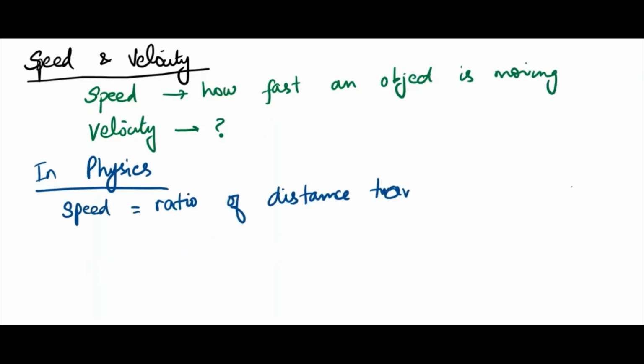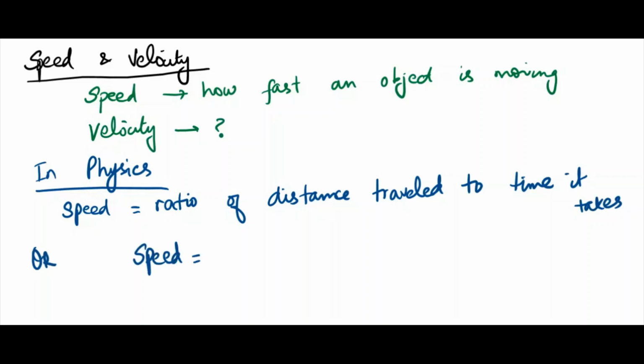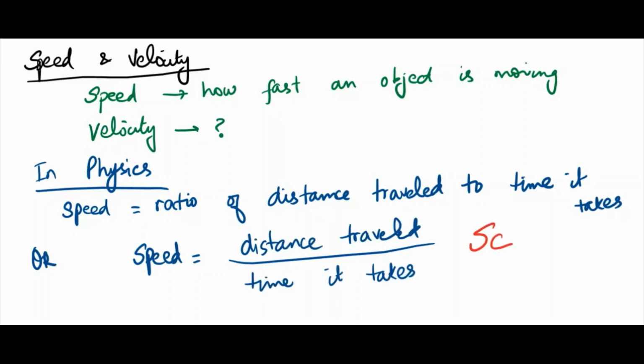the ratio of distance traveled to the time that it takes. Or you can say speed is distance traveled divided by the time it takes, and it's a scalar quantity.